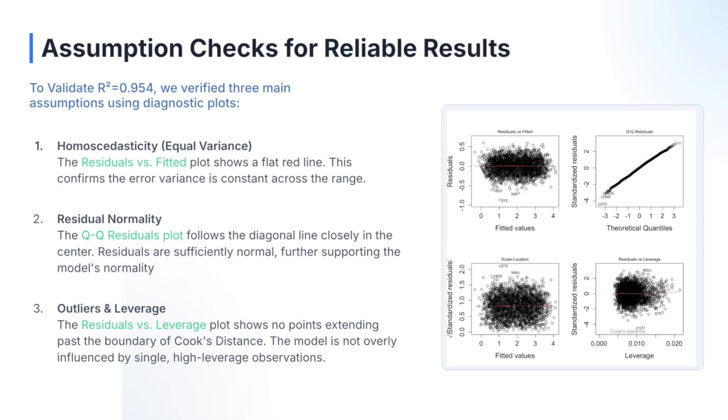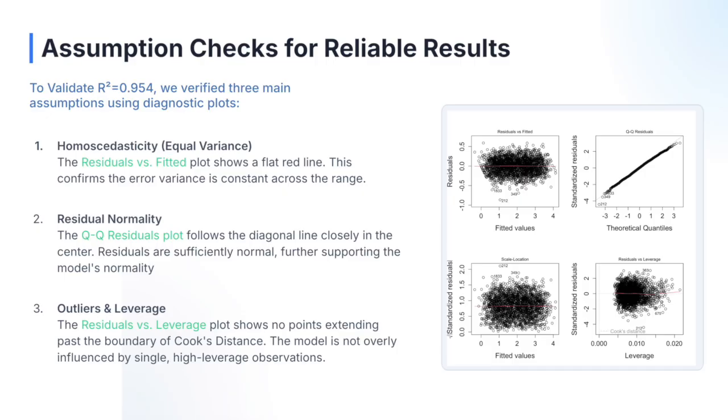Next, we validated the model assumptions visually. The first one we looked at was homoscedasticity, which is basically whether the variance is equal, one of the key assumptions. The residuals versus fitted plot at the top left showed a flat red line, meaning that the error variance was consistent across the range. So it did follow that assumption.